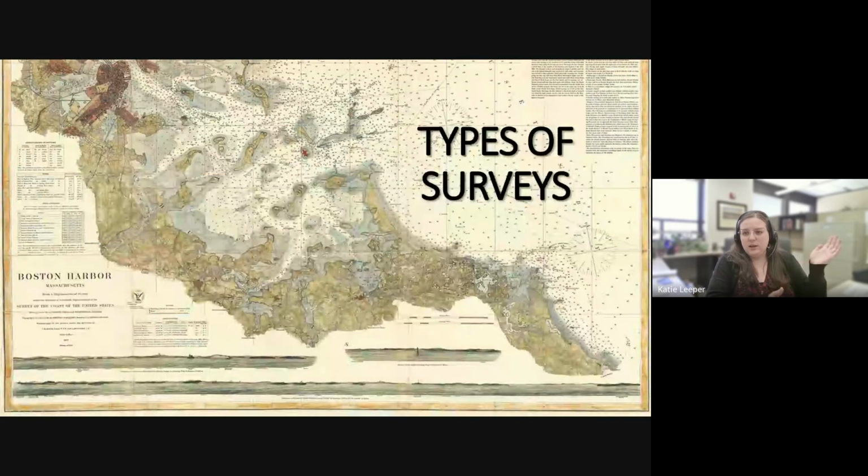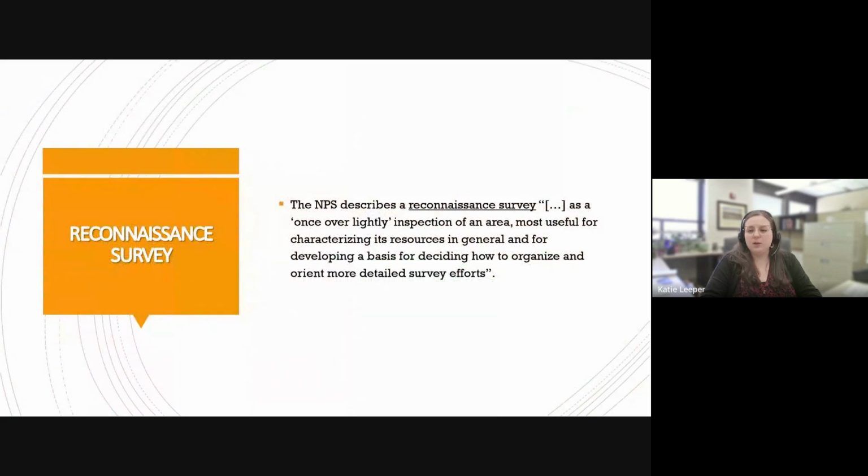All right, now we're going to go a little deeper into the types of surveys. And the first one we're going to talk about is a reconnaissance survey, which is described as a once-over lightly inspection of an area, most useful for characterizing its resources in general, and for developing a basis for deciding how to organize and orient more detailed survey efforts. So this is almost always where you will begin, unless you already have a determined survey area.